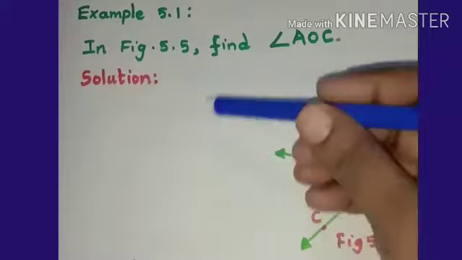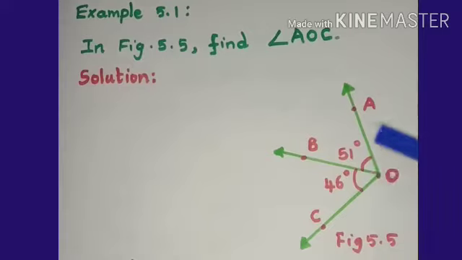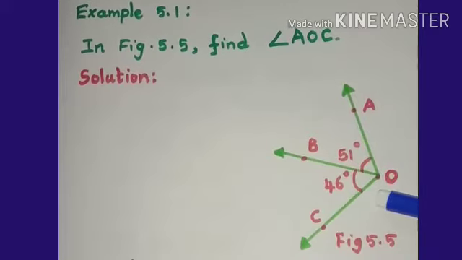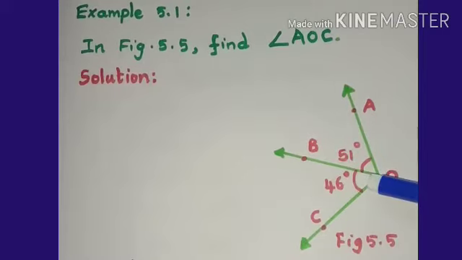Now students, let us see example 5.1. In figure 5.5, find angle AOC. Here O is a common vertex and OB is a common arm, so these are adjacent angles. Two angles which have a common vertex and a common arm, OB, whose interiors do not overlap, are called adjacent angles. Overlap means one above the other. So here AOB and BOC are adjacent angles.